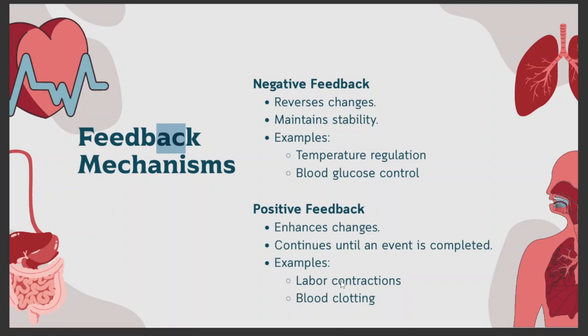For example, during labor, when you're feeling contractions in the uterine wall, you have a positive feedback which will cause more contractions, which will aid the birthing of the baby. The same thing in blood clots. If you have a wound, it's going to send more of the clotting factors to that place to make sure that the wound is closed. So these are the differences between negative and positive feedback. Negative feedback reverses the change back to normal. Meanwhile, positive feedback enhances the change.